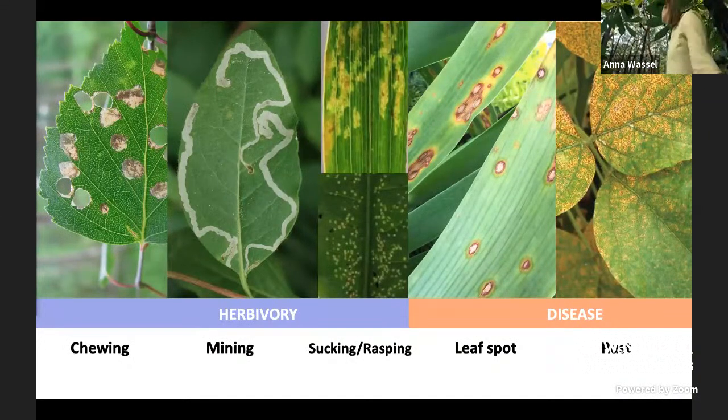So these are the herbivory and disease types that I measured. I actually measured some others, but we didn't see enough of them in my data set to talk about them today. We have chewing and mining and sucking rasping, which are caused by different insects munching through plants. And then leaf spot disease and rust disease, which leaf spots can be caused by a variety of microbes. Rust is a fungus.